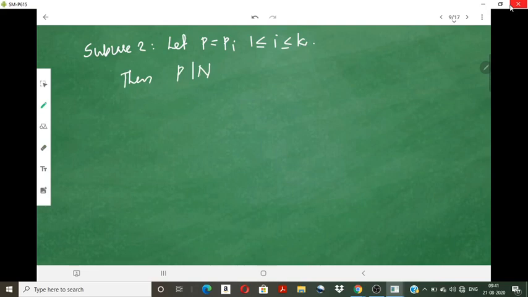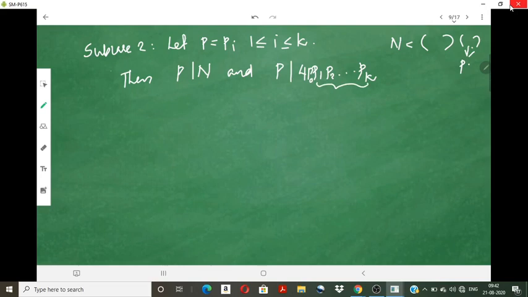P divides n, because we have written pi as a product of two factors, being a composite number, and one of these is p. So p divides n, and since p is at least one of these p1 to pk, p divides the product p1, p2, etc. pk. So again, by the properties of divisibility, we can write p divides n minus 4 p1, p2, etc. pk. And what is this? This is 3. This implies p is a prime number which divides 3, which is again a contradiction.